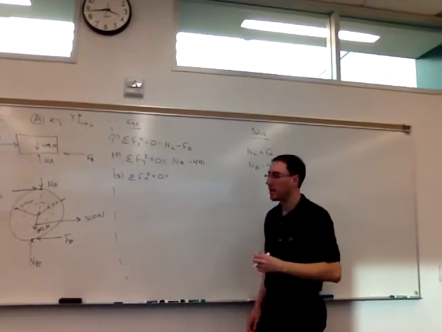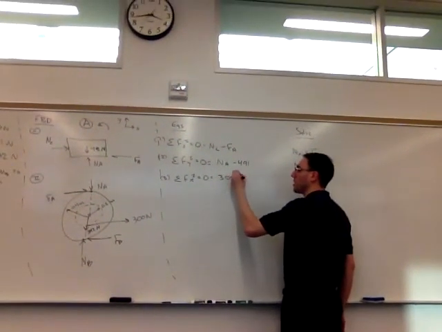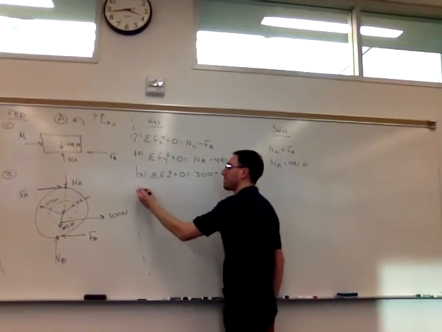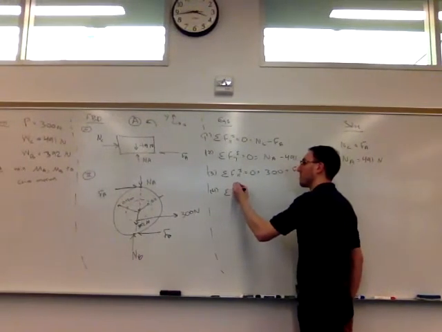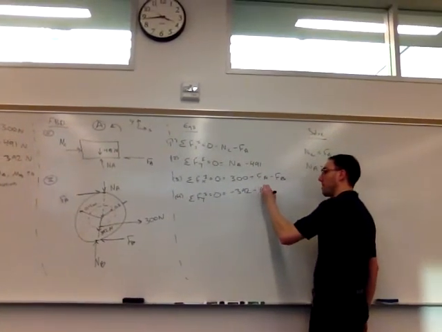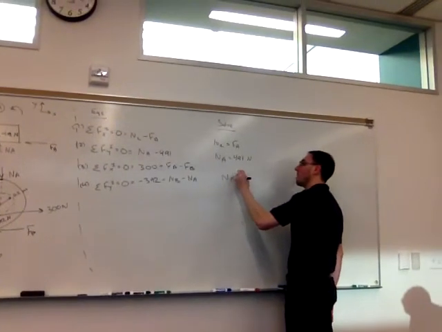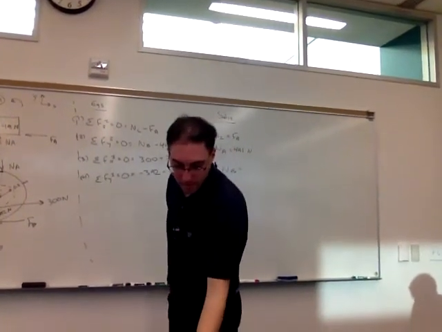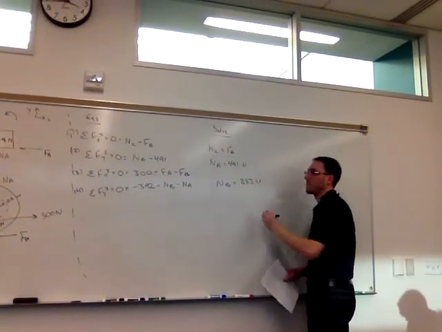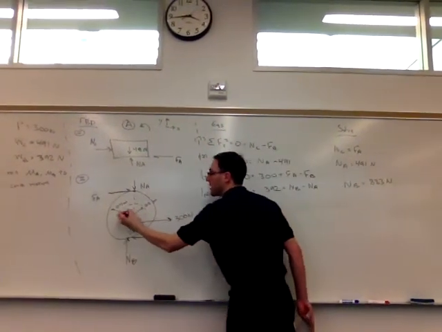I know the radius, actually the two radii of the spool. In the x direction, I'll have my applied force of 300 plus FA minus FB. Of the weight down, NB up, NA down for my sum of forces in the y direction. From here, I can find that the normal force at B is going to be equal to 883 newtons. And my fifth equation, I'm going to call the center of this point O.